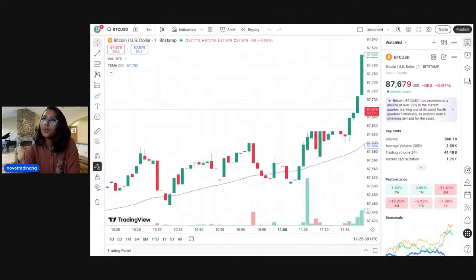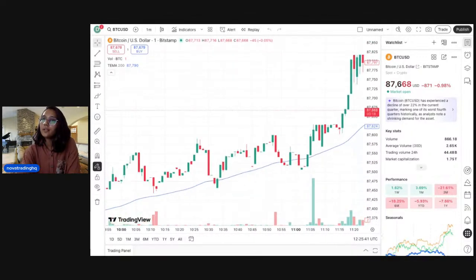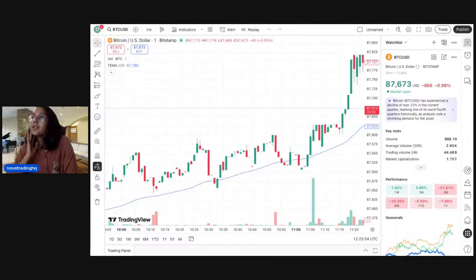So you will notice there is a kind of recovery trend, right? There is like a controlled climbing track. At 10:33, what you can see is a strong rebound candle.